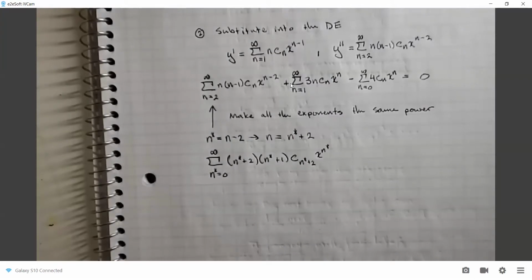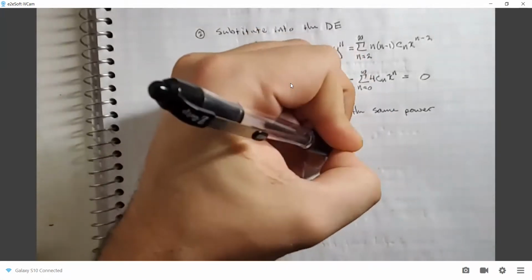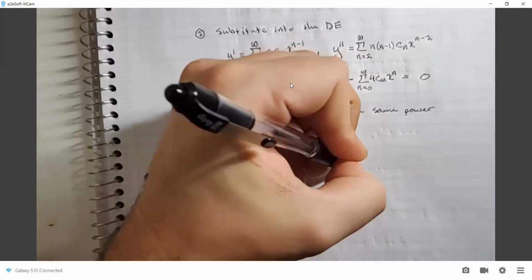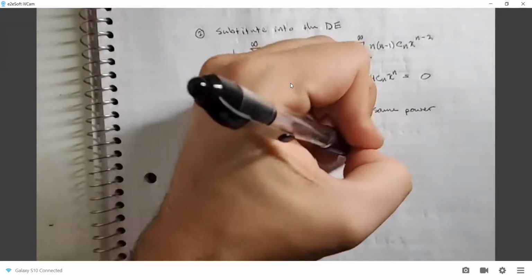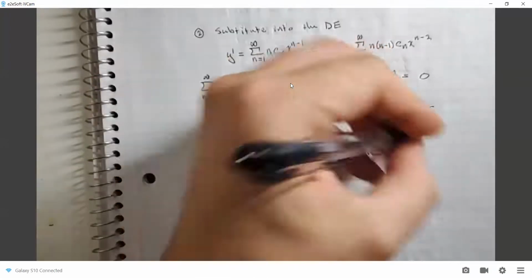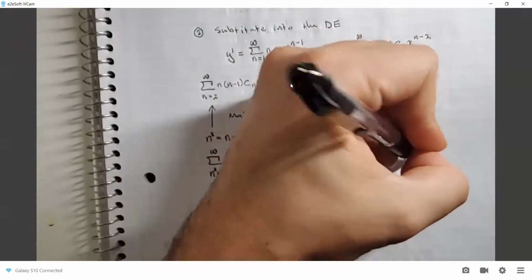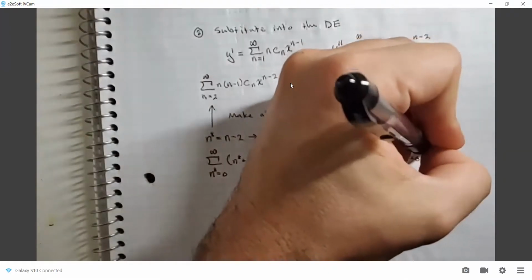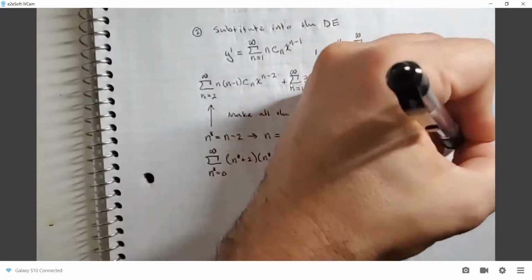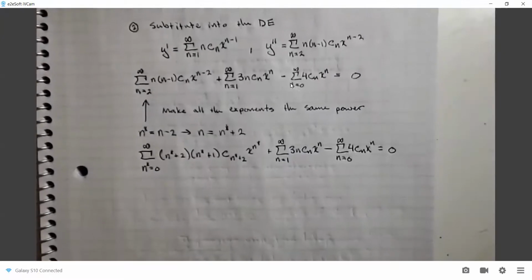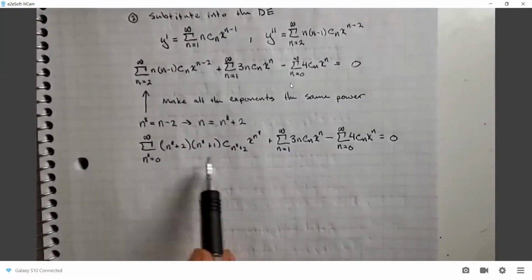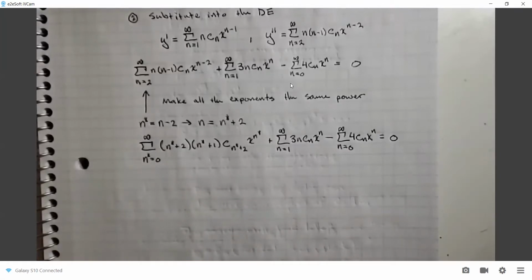And then I guess we leave the other two sums the same? For this step, let's just leave the other two the same. So n goes from 1 to infinity of 3n Cn x to the n, minus the sum from n equals 0 to infinity of 4Cn x to the n, equals 0. I don't want to do too many steps at a time here. Okay, cool. And then we can get rid of all the little stars on those, because these things get old real fast, and now everything's n.